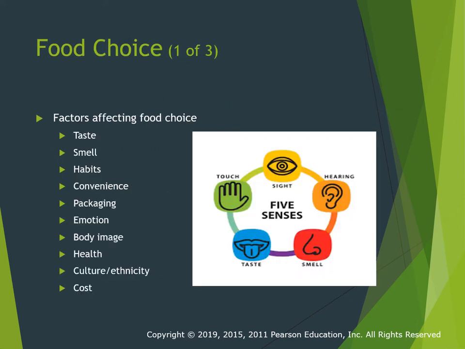And so we base it on taste. How does it taste? And as we get older, our taste does change. How does it smell? Does it smell good? Does it have a great aroma? What are our habits? Some people eat with their fingers. Some people use a spoon. My husband always eats with a spoon. He never eats with a fork.